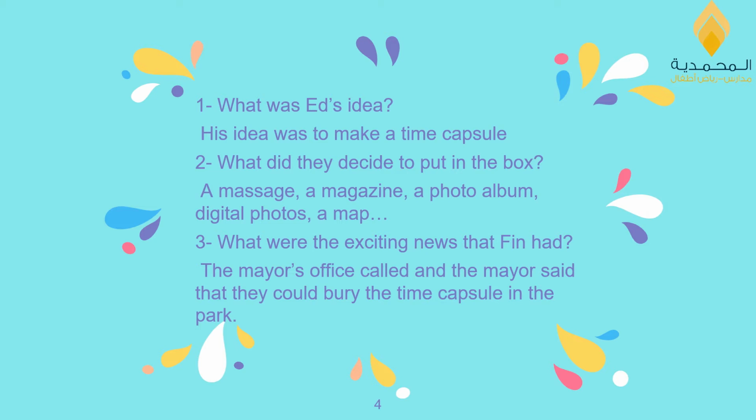Kate suggested to write messages on a computer stick. Libby said that they can put a magazine so people could know what clothes are worn these days. Ed also suggested to put a photo album, so they decided to save digital photos on a disk. Why? To show people what kind of technology we've got. They also decided to put a computer manual in the box.